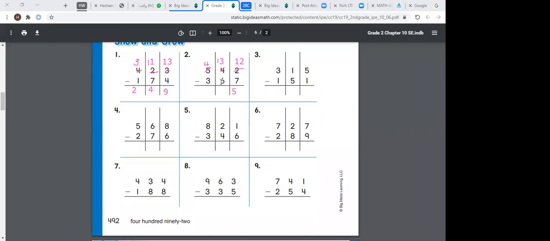13 minus 6 equals 7, Qusay. And 4 minus 3 equals what number? Equals 1. So the answer equals 175.